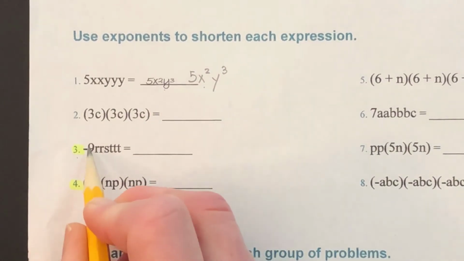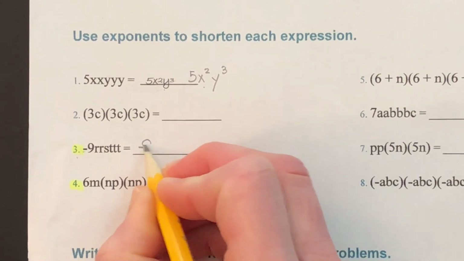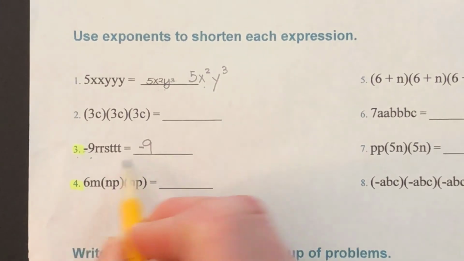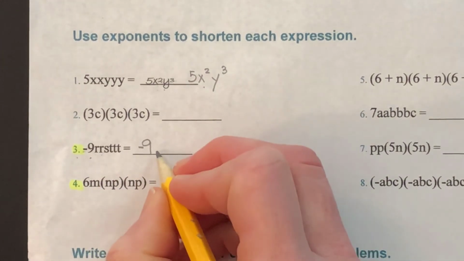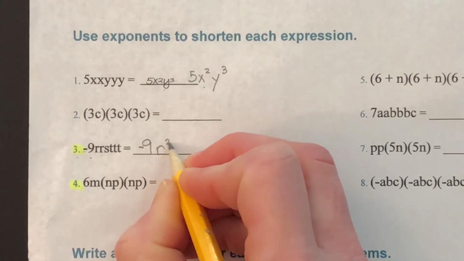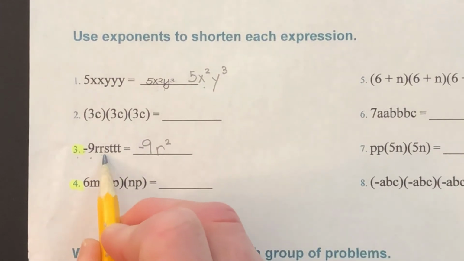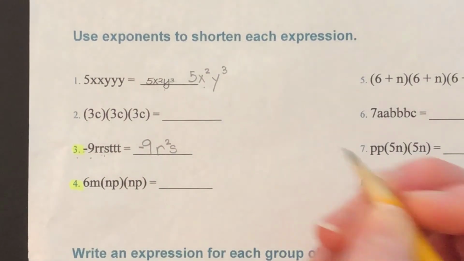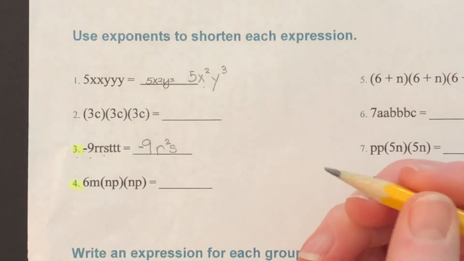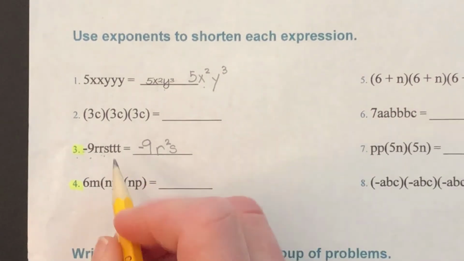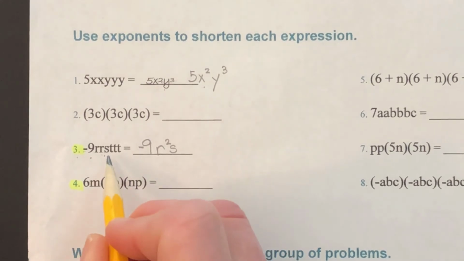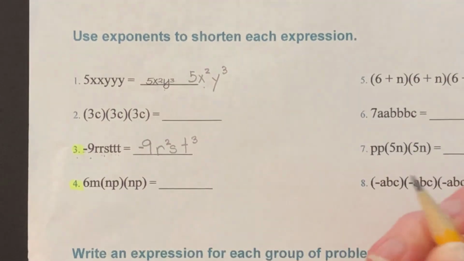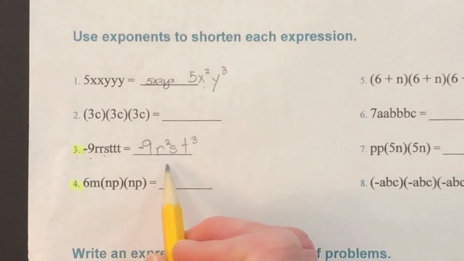For number 3, we have -9. There is no exponent for -9, so you just have it the one time. You've got R times R, so that would be R squared. You've got S one time, so that's S with no exponent, or you could put a 1 by it, but it's not necessary and it just clutters up your paper. That's why the 1 is understood in algebra. Then you've got T multiplied 3 times, T cubed. Here is number 3 written in exponent form.